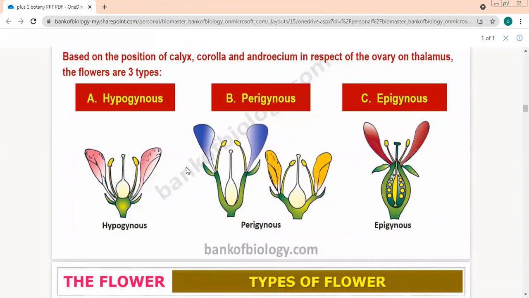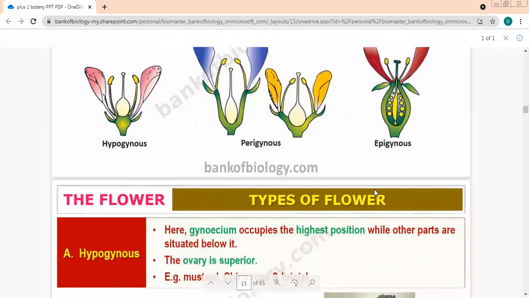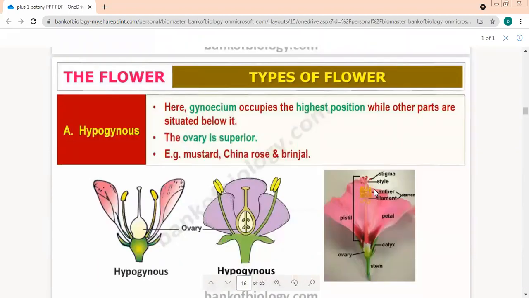Ovary. Hypogynous, which is the second category, perigynous, and this is epigynous. चलिए देखते हैं इसको. Hypogynous. देखो बच्चों. This is the ovary. See the position over here. I'm talking about the hypogynous plant. This is the ovary. See, it is below the ovary that all parts are there. देखो, ये क्या है? ये कौन सा पार्ट है?